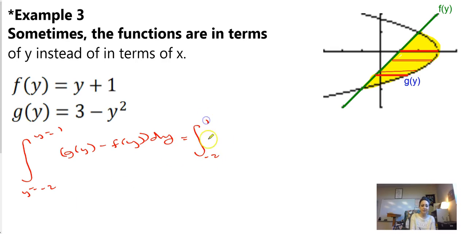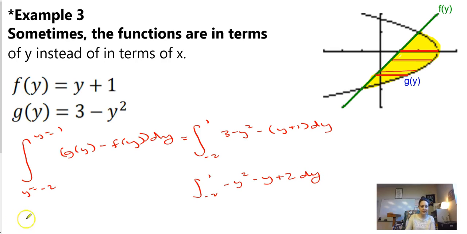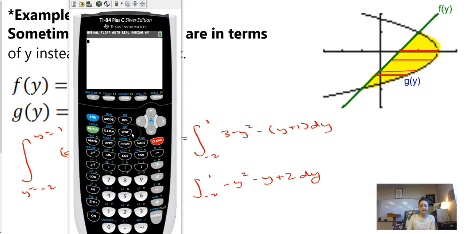Okay, so plugging this into the calculator is going to look like this. Integral from -2 to 1. Let's see, g of y was 3 minus y squared, minus, and then f of y was y plus 1. And I don't think it's a bad idea to clean it up a little bit and write in descending order. So -y squared minus y, and then I'm going to have 3 minus 1, so that'll be a positive 2. Okay, so when you go to type this in the calculator, the x or the y is just a dummy variable, okay? You're going to antiderive and plug in regardless, and that's the computation the calculator is doing for you.